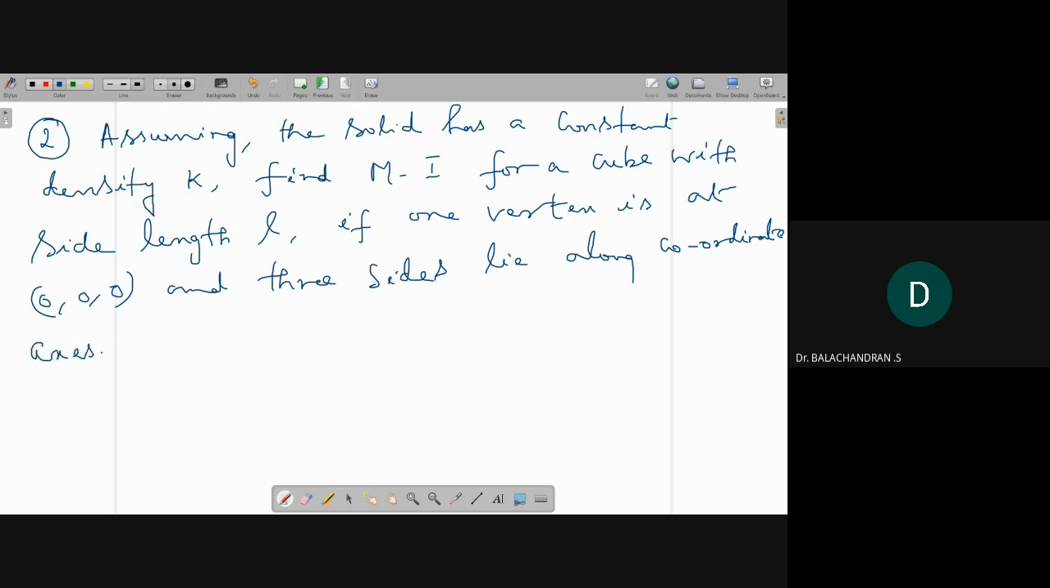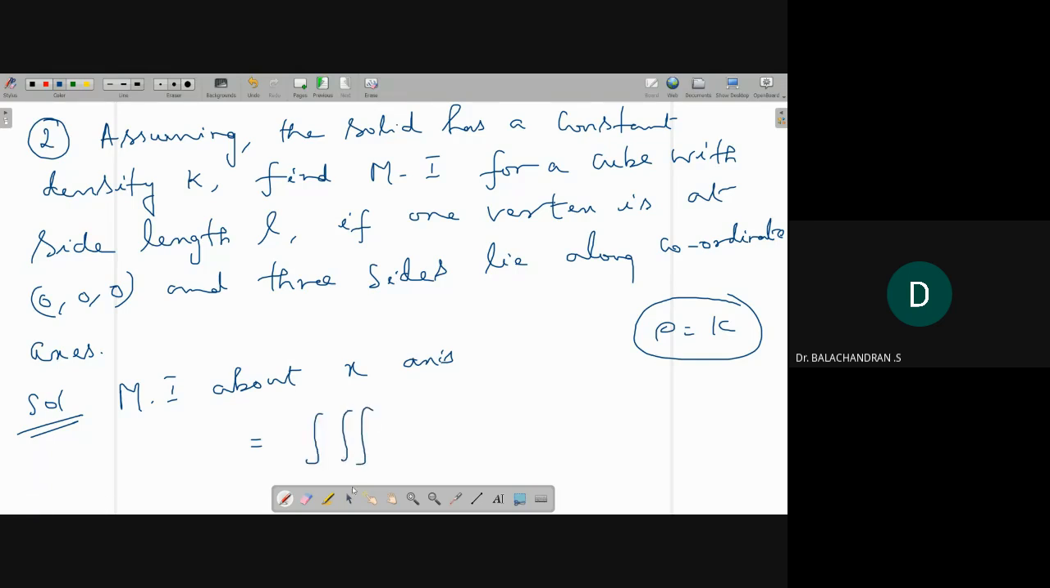Okay, so here also I give the hint. So assuming the solid has a constant density, so rho equal to K. So we need to find the moment of inertia for a cube with a side length L. They don't give about x-axis or y-axis or z-axis, so it is enough to find any one of the axes. Either you can find moment of inertia about x-axis or y-axis or z-axis. Okay, I will find moment of inertia about x-axis. So what is the formula?